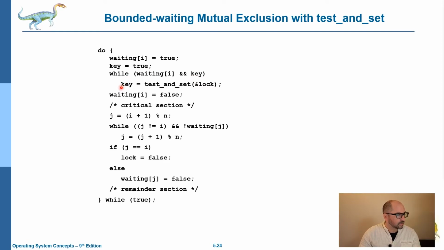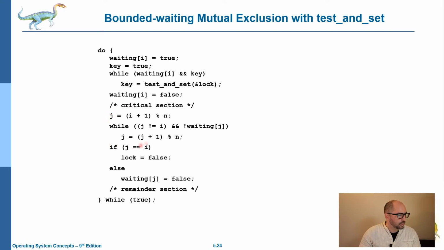we try to test and set the lock. If the lock is set, meaning that it's true, then this loop from these two lines will continue going and going and going until the lock is 0, at which point key will be false and lock will be 1, causing the while to terminate, and we move on to our next line. We are no longer waiting, we are now entering the critical section, which is why we set our flag to false.